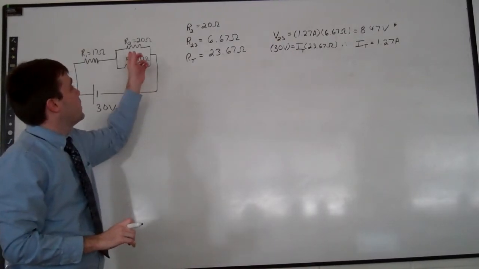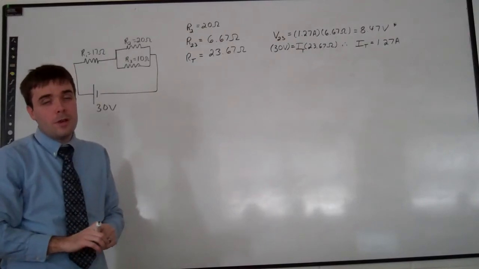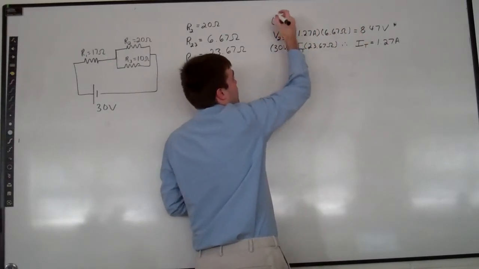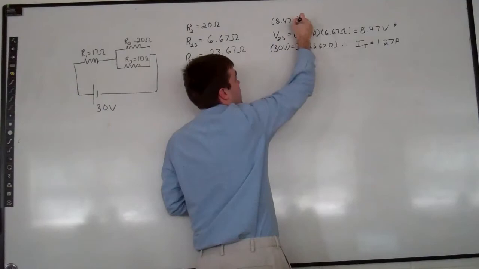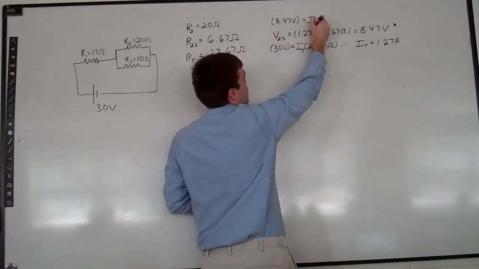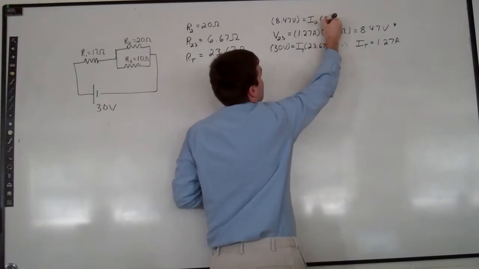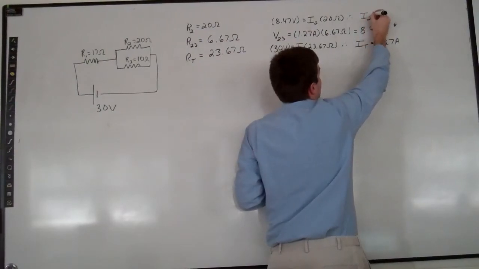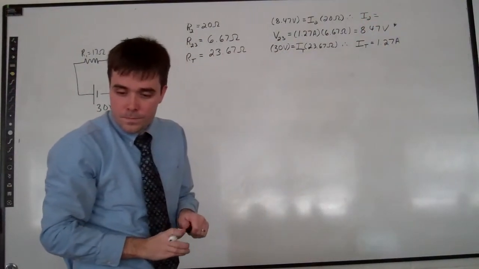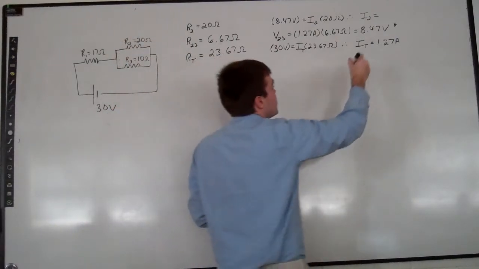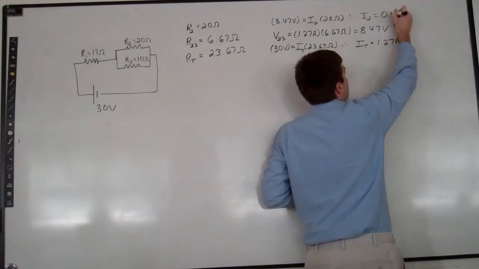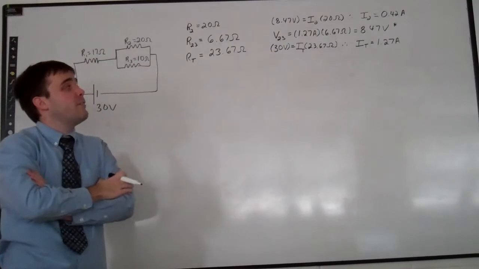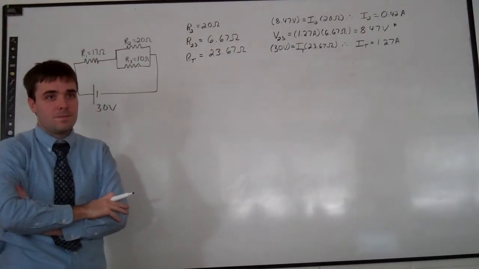Okay, so now we need to find the current through that one. How are we going to find the current through that one if we have the voltage? V equals IR, so we're going to do 8.47 for our voltage equals I, the current in 2, times 20 ohms. Therefore, I2 equals 0.42. Alright, everybody kind of see how that one works?